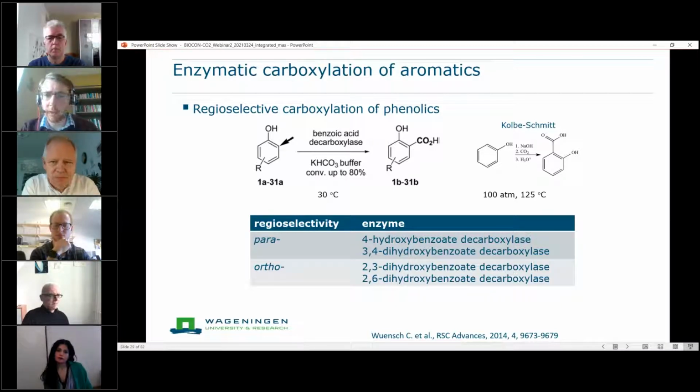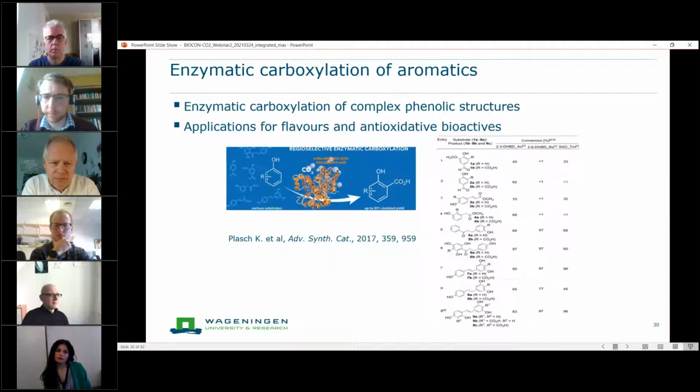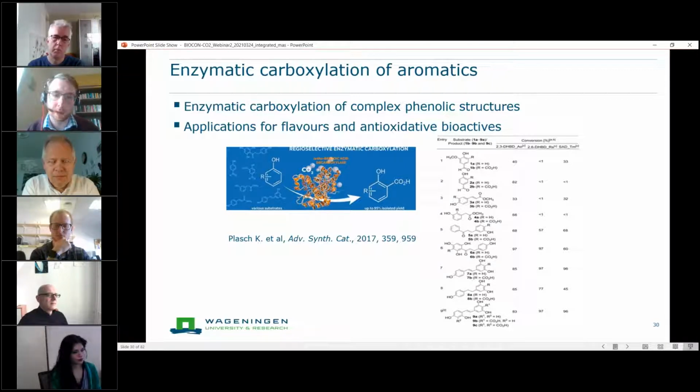And if we go to the next slide, here we can see that this type of enzymatic carboxylation reaction can be used to carboxylate quite a wide range of phenolic compounds, and this can be interesting because this type of polyphenolic compound can be interesting due to their antioxidative properties, so it can be interesting to be able to modify them. If we go to the next slide.